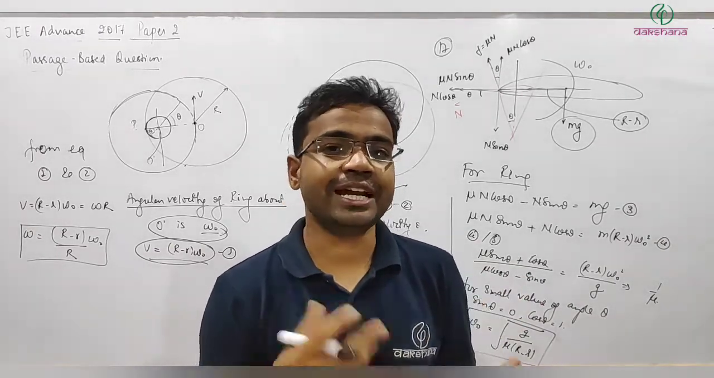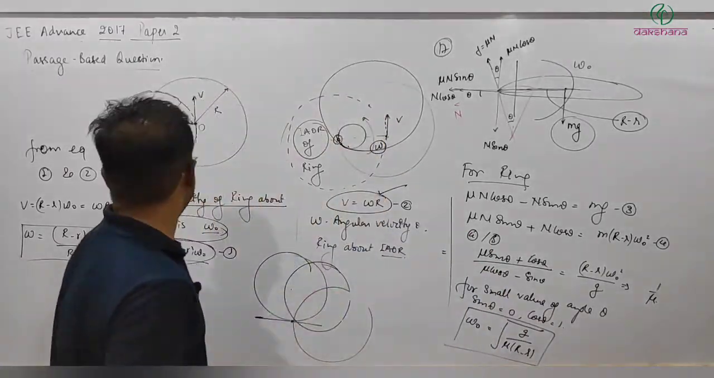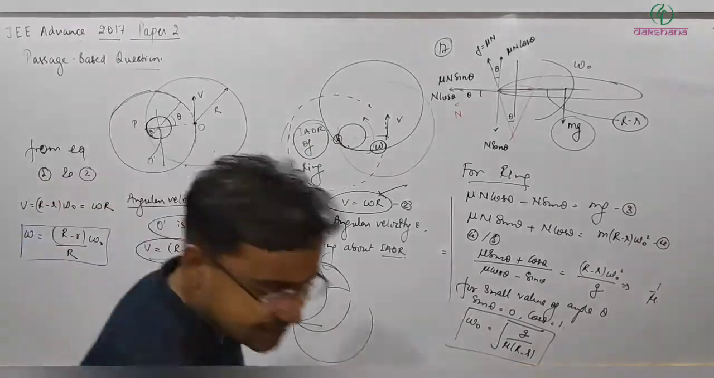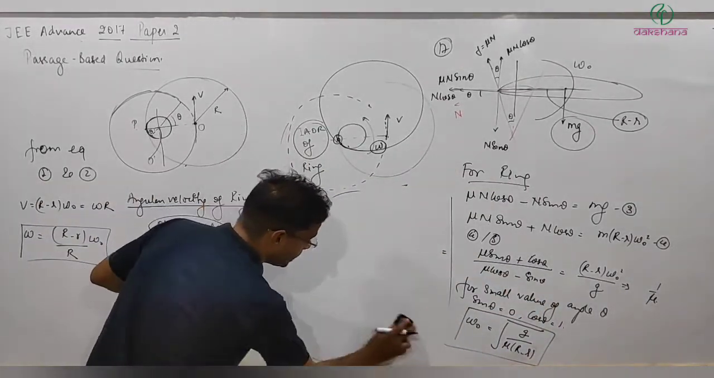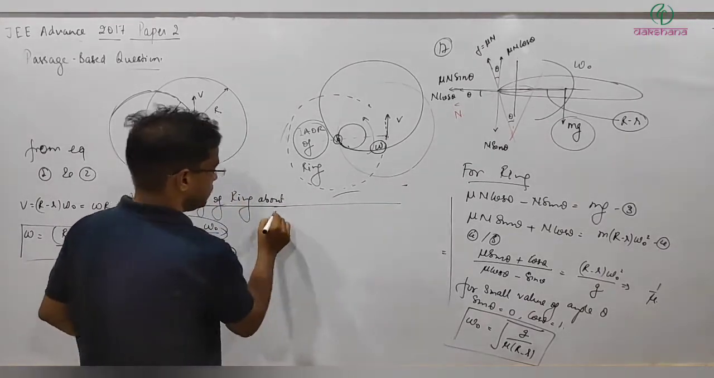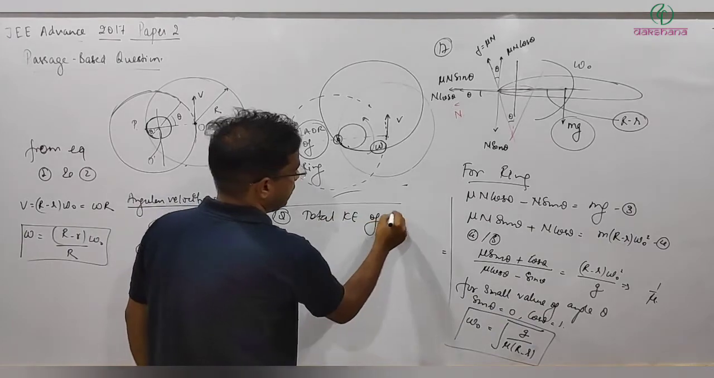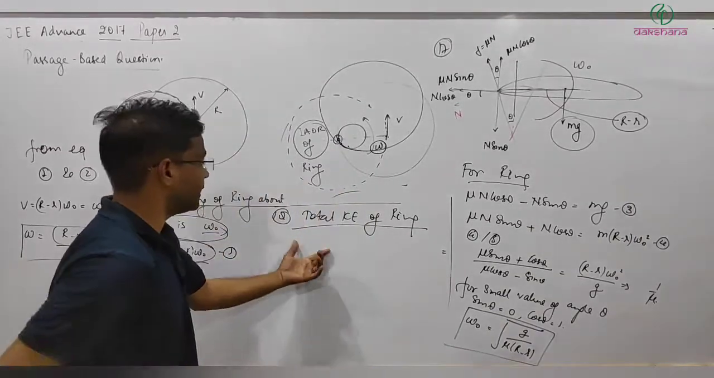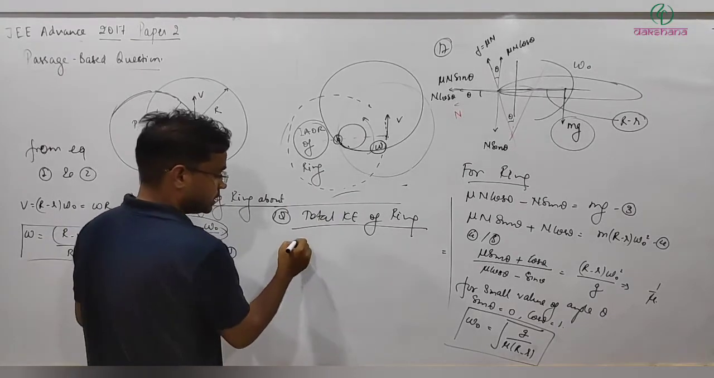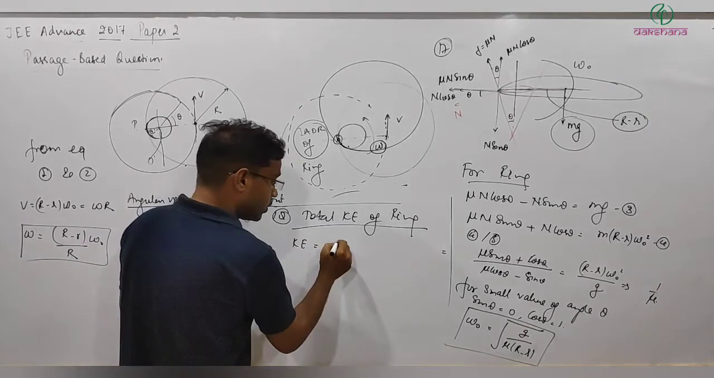Then we can simply write the total kinetic energy is equal to purely rotational kinetic energy. So the next question is asking about the total kinetic energy of the ring. So I can write total kinetic energy is equal to what?